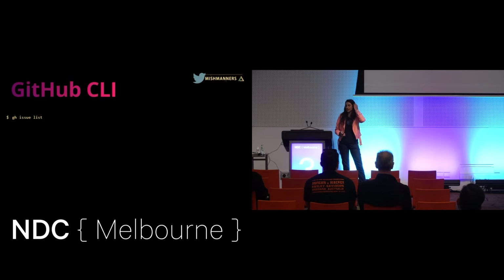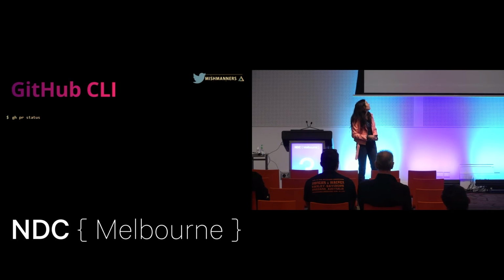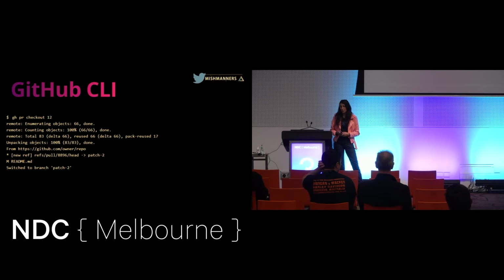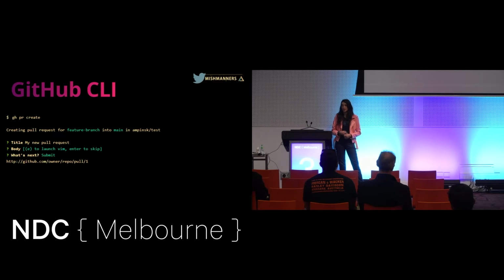So here's some of the examples that you can use, so you can get a list of all the different issues. You can see the status of all your PRs within the repository that you're looking at. You can check out a particular PR, and then if it looks good, you can go and merge that PR straight from the CLI, which is really cool.